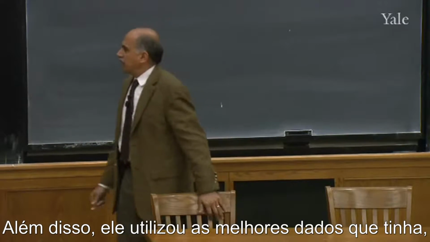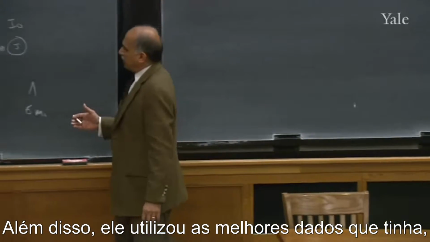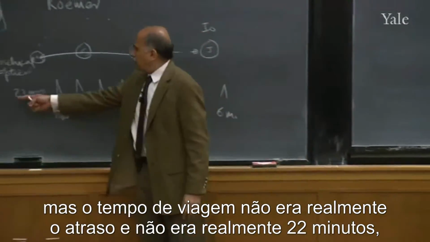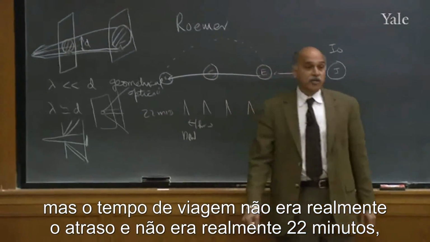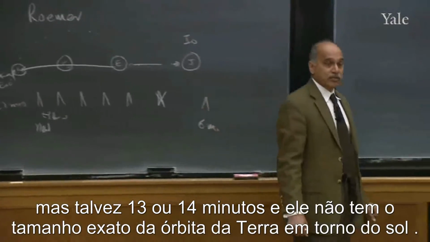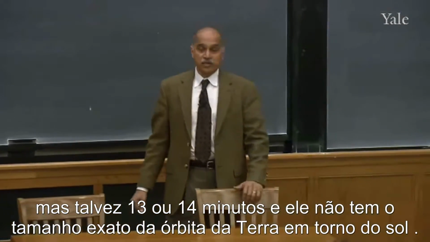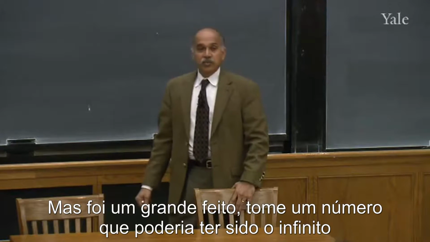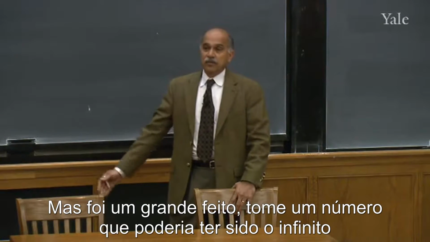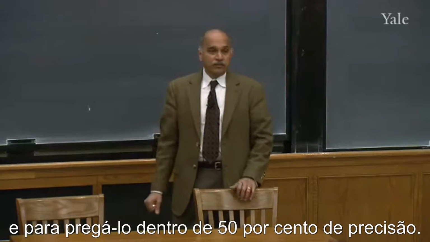Also, he used the best data he had, but the delay was not really 22 minutes, but maybe 13 or 14 minutes. And he didn't have the exact size of the orbit of the Earth around the sun, but it was quite an achievement to take a number that could have been infinity and to nail it to within 50% accuracy.